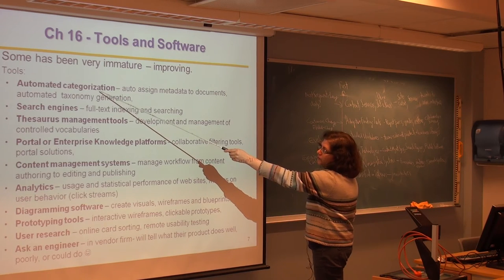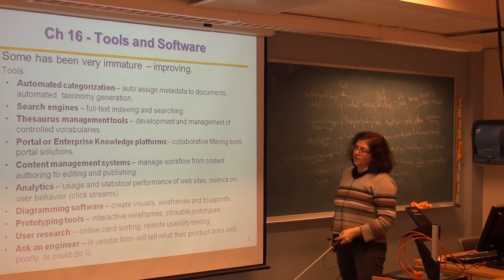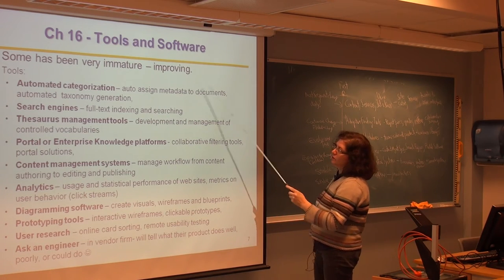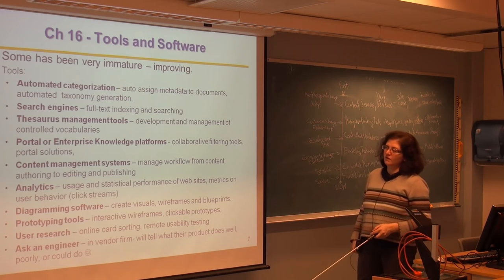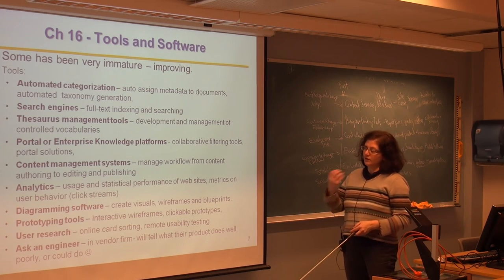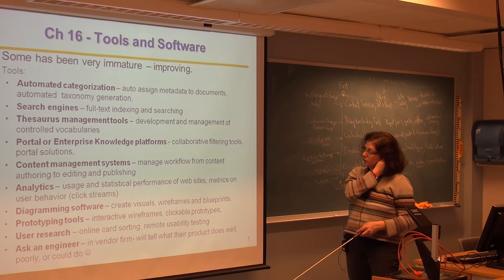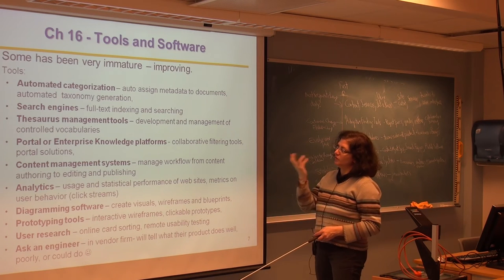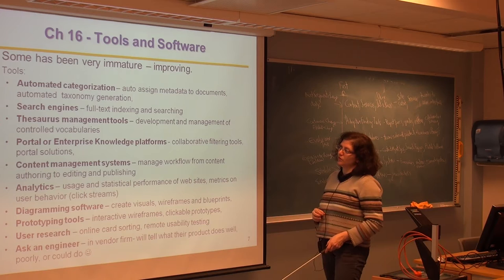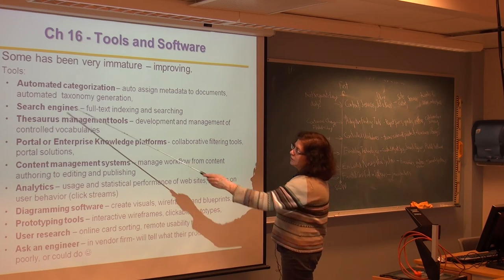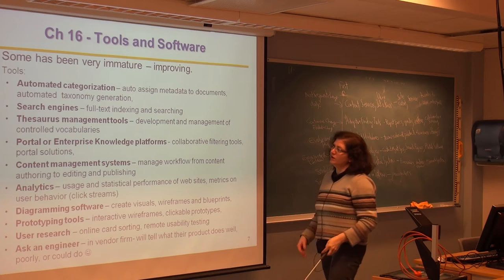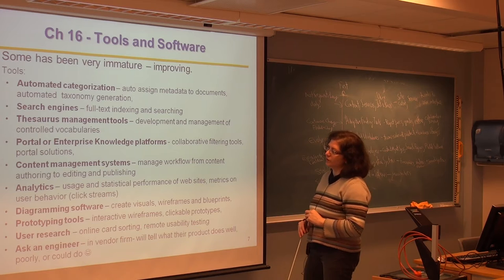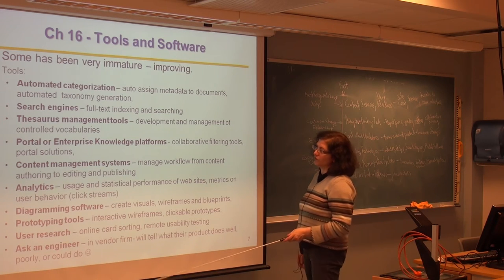One category is automated categorization. Automated categorization is meant to automatically assign metadata to documents. And if you can automate this, it will enable your documents to be more easily found. But the problem is you can't do this manually, so you need some sort of a system to extract the metadata from the documents. And also automated taxonomy generation. If you can find tools to do this, then this is a great advantage for your indexing and searching system.